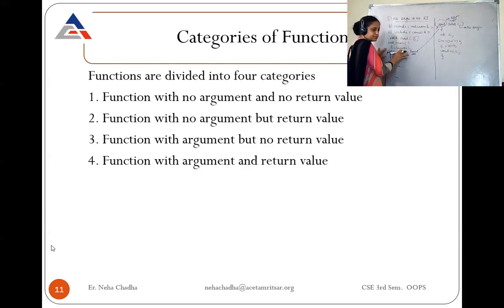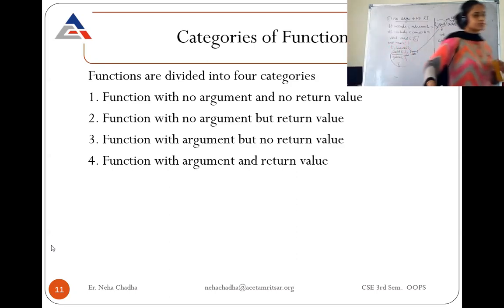Whatever your function name is, use the same function name. Whatever the arguments are, use the same number of arguments. If there are no arguments, then there are no arguments. Okay, this is the transfer of control. This is your first type. Your second type comes with function with no argument but with return type.